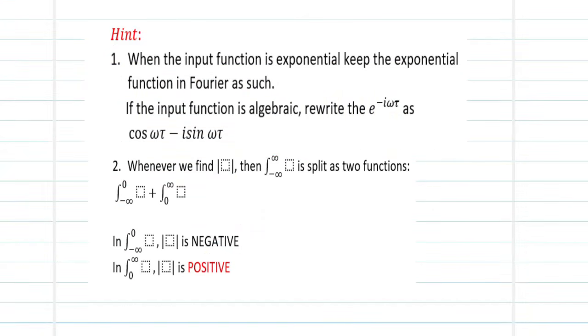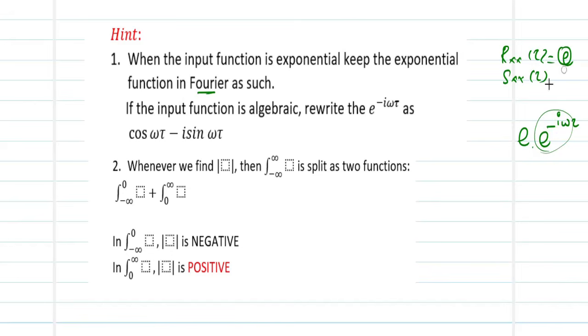Hint number 1. We need to keep in mind that when the input function is going to be exponential in nature, that is, we have been asked to find whether an Rxx of tau or an Sxx of omega, whatever it be, if the input function is in terms of exponential, then inside the Fourier there is also an exponential, e power minus i omega tau. So if this input function is exponential, we keep this Fourier part also as an exponential itself.